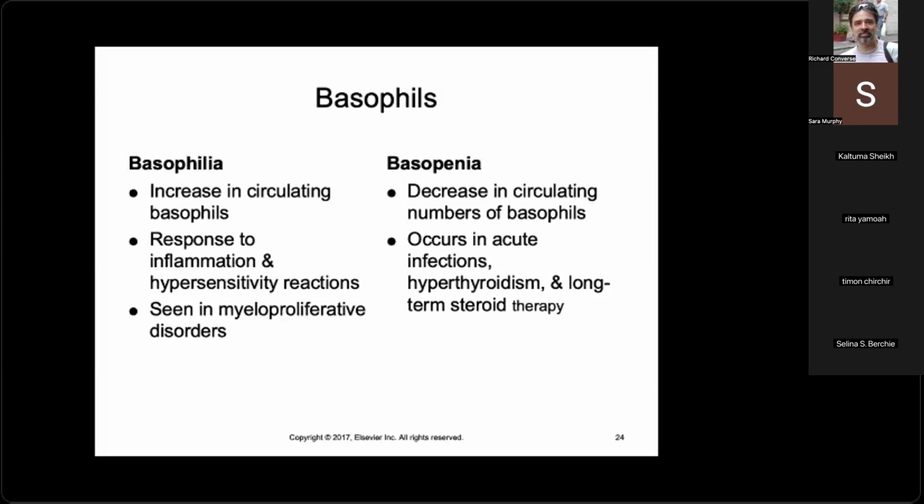Now, why does long-term steroid therapy do this? When we're talking steroids here, we're usually talking corticosteroids, and in particular glucocorticoids. And cortisol or cortisone are known to suppress inflammation.